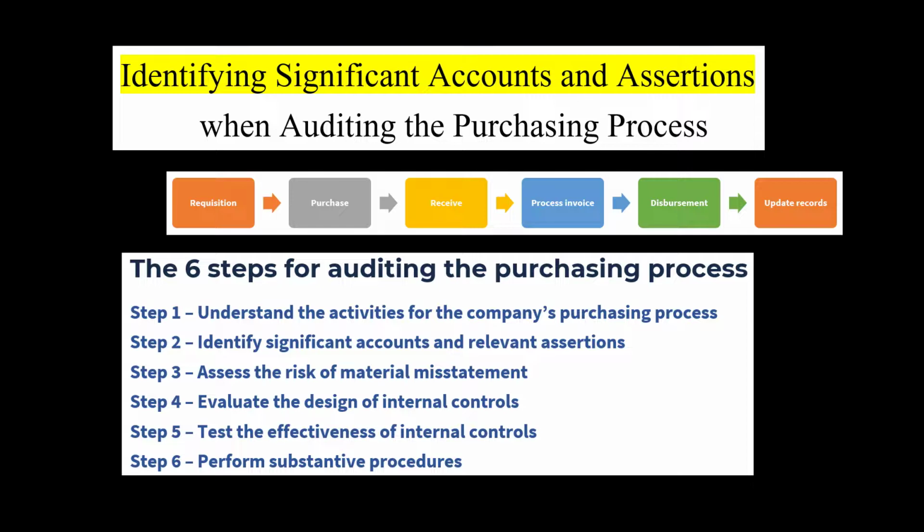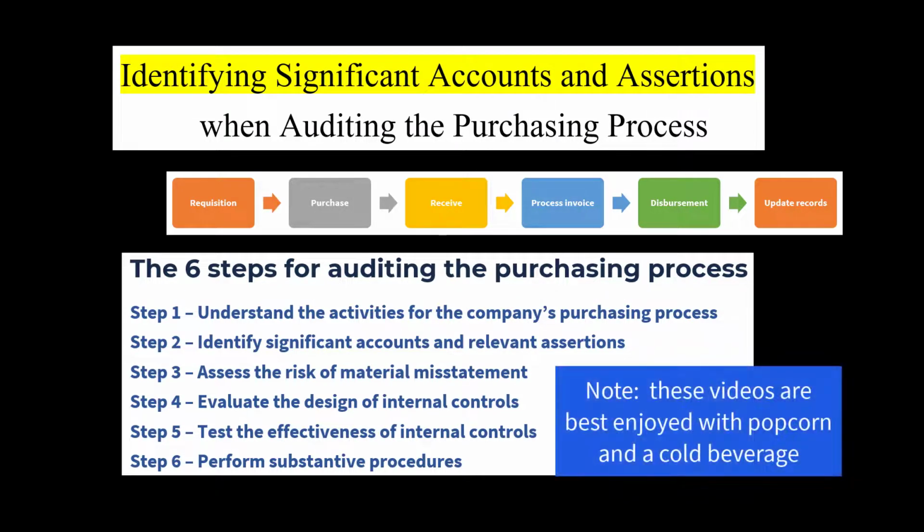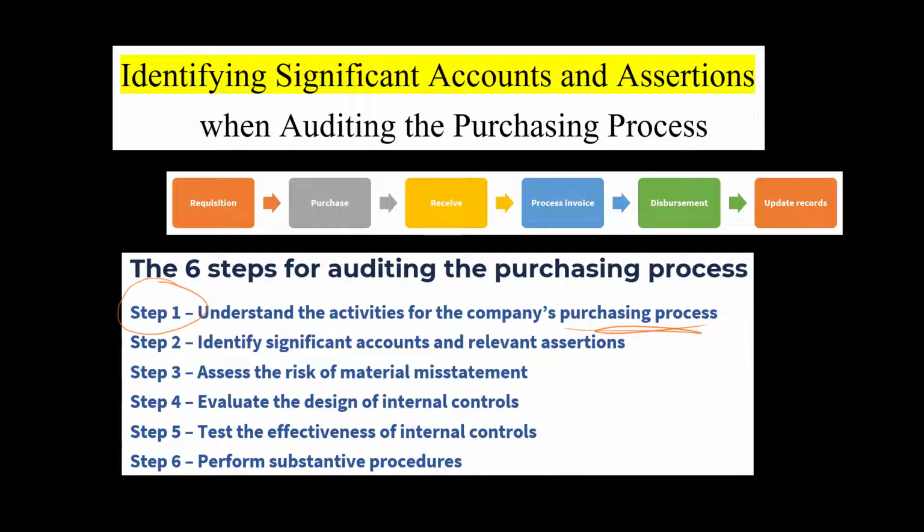We've been discussing the steps for auditing the purchasing process. In the last video, we discussed the first step, understanding how a company's purchasing process works. Remember, it all starts with a purchase requisition. Goods or services are requested, then the company purchases those goods or services. The goods or services are received, the company gets an invoice, the company disburses cash to pay the vendor, and the accounting records are updated.